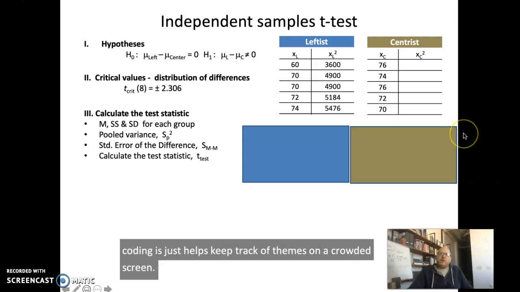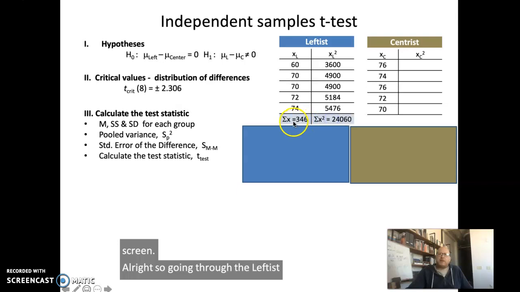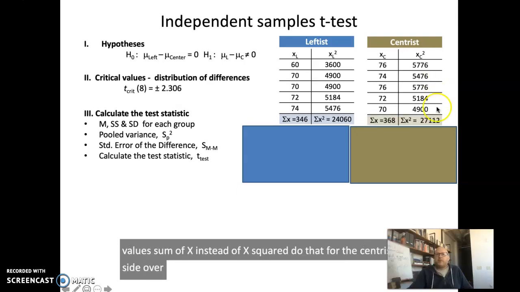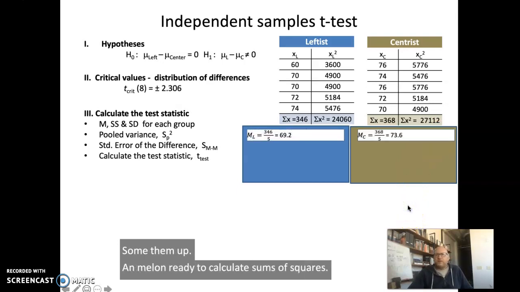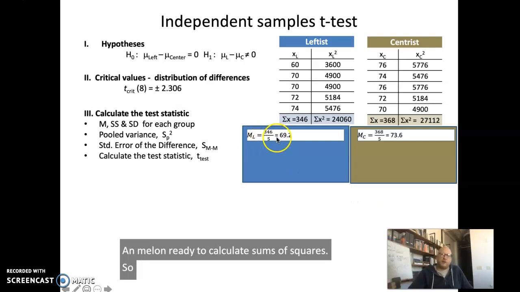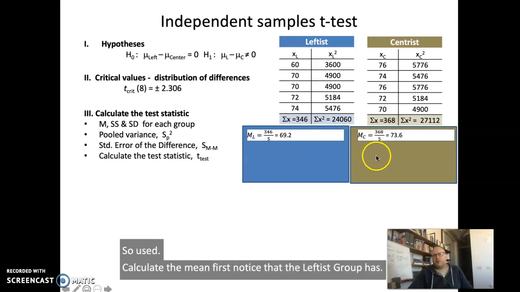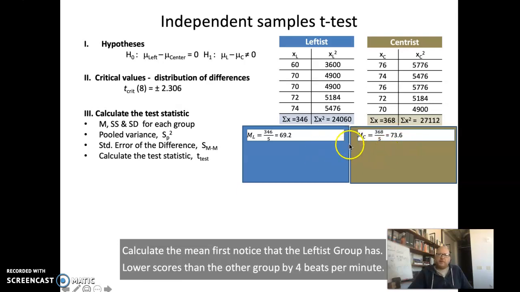All right, so going through the leftist group, square all the values, sum X and the sum of X squared. Do that for the centrist side over here. Sum them up. And now I'm ready to calculate sums of squares. So I calculated the mean first. Notice that the leftist group has lower scores than the other group by 4 beats per minute. I doubt that'll be significant.